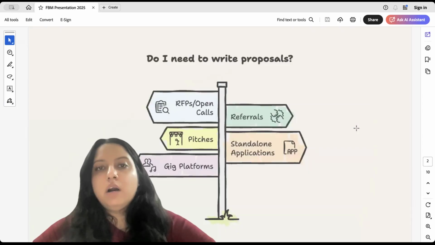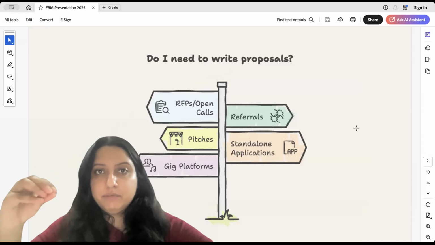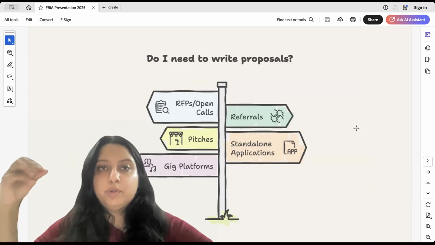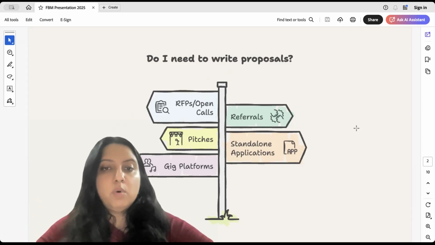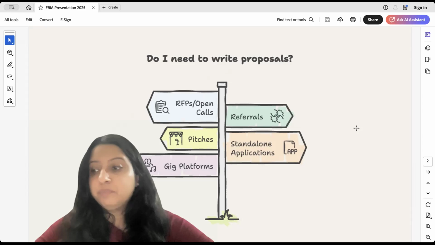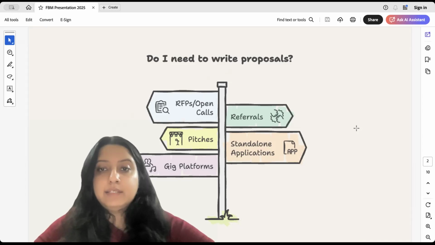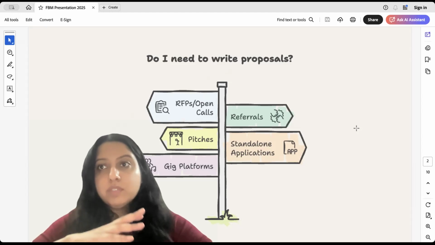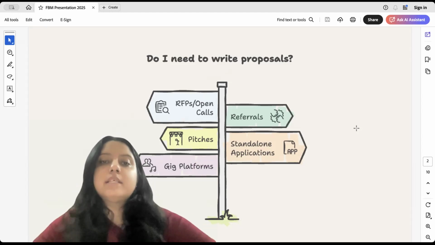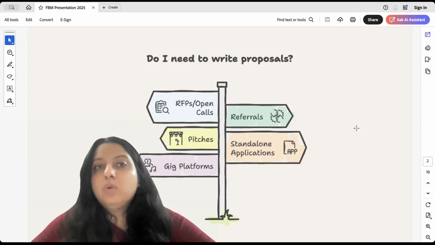We have different definitions of proposals depending on where your lead is coming from. And when I say lead, I mean your prospective client, right? So you may be finding them on a gig platform such as Upwork, Expertise, or Juno. You may be looking at standalone applications, or you might actually be responding to one of those elaborate request for proposal calls. In all of these scenarios, the proposal outline would look different.